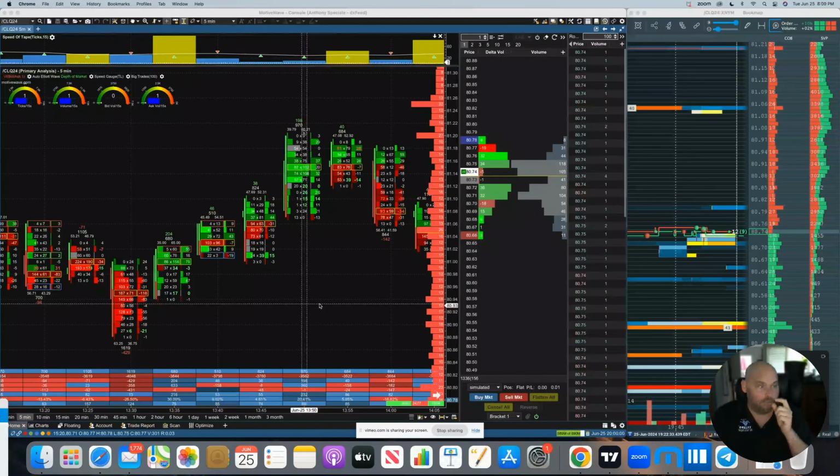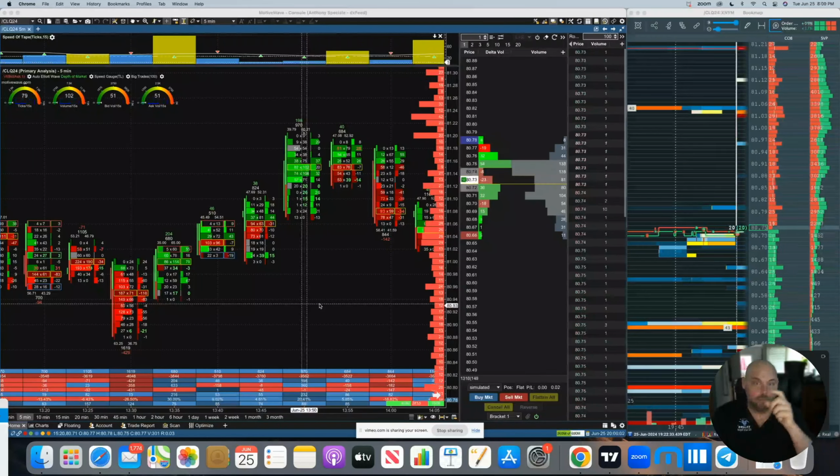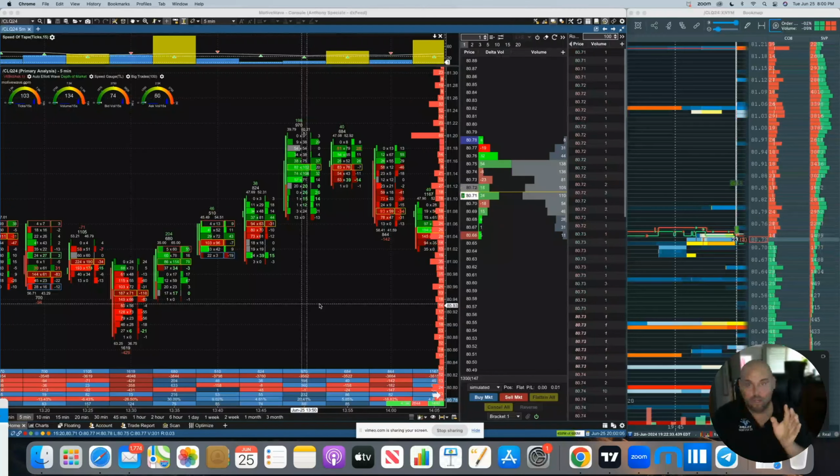If you can't first identify these specific potential support and resistance areas in whatever market you're trading, it could be the NASDAQ, the S&P, gold, crude oil, whatever. Those are the markets we trade, but it could be anything that has structured volume. Really, any futures market.